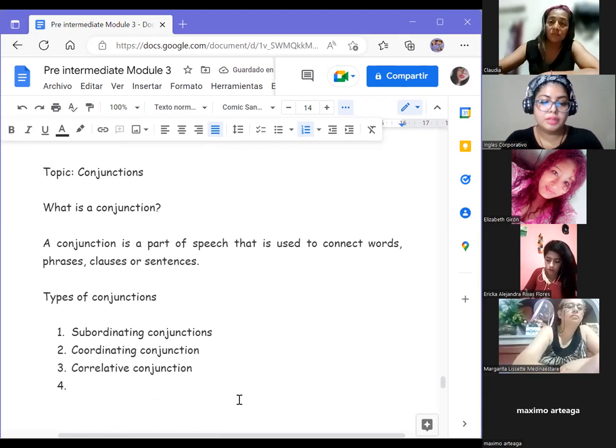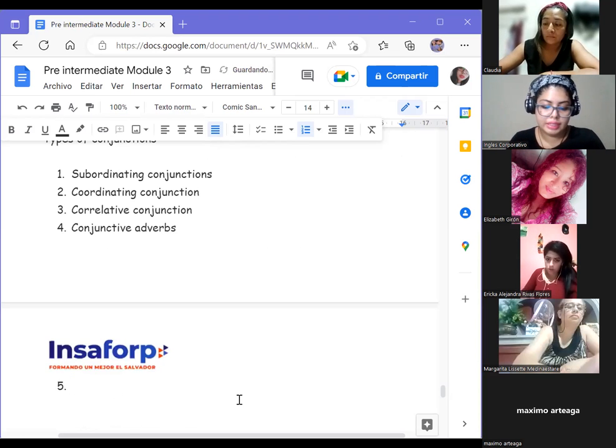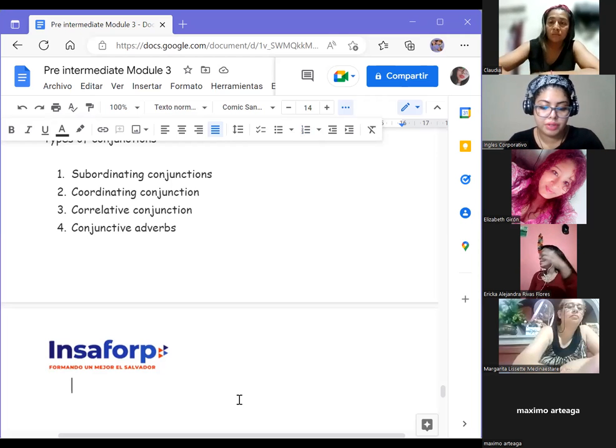Number four, conjunctive adverbs. I'm going to write just the list of the types, and then we're going to see some examples of words. In the correlative conjunctions, these conjunctions correlate, working in pairs to join phrases or words that carry equal importance within a sentence.